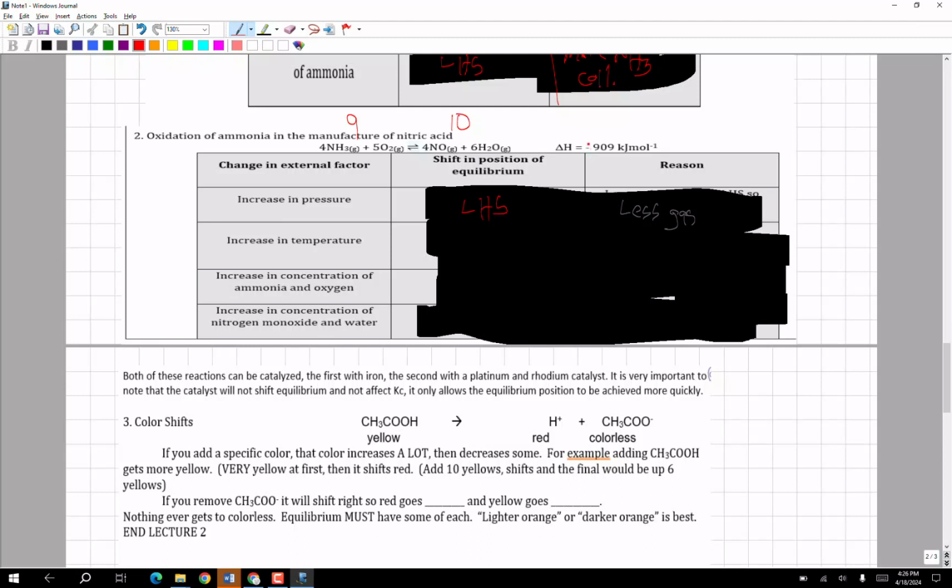If I increase the temperature, delta H is negative 909. That means heat is a product. If I increase the temperature, adding shifts away. Left-hand side, away from heat.